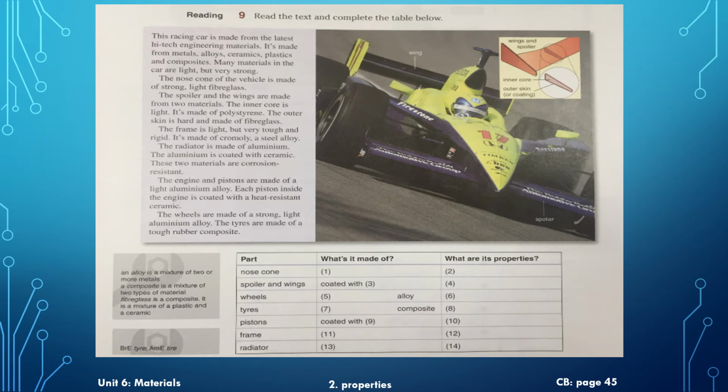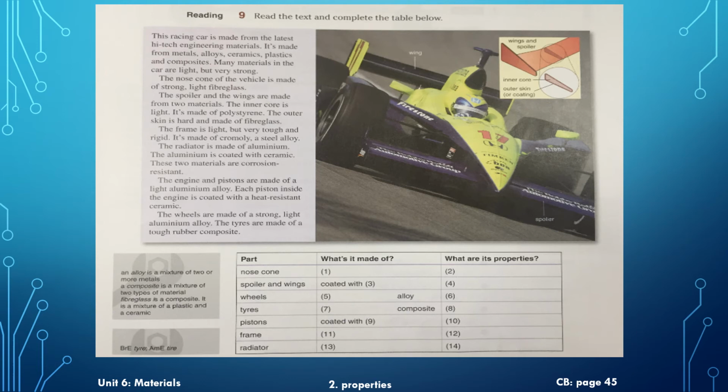The nose cone of the vehicle is made of strong light fiberglass. The spoiler and the wings are made from two materials. The inner core is light. It's made of polystyrene. The outer skin is hard and made of fiberglass. The frame is light but very tough and rigid. It's made of chromoly, a steel alloy.